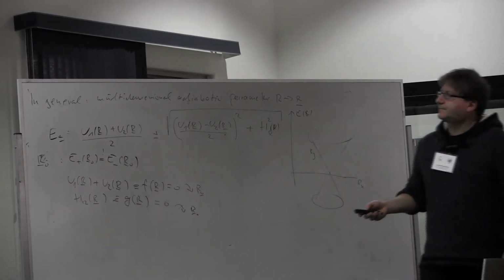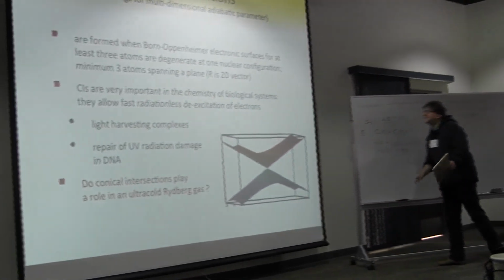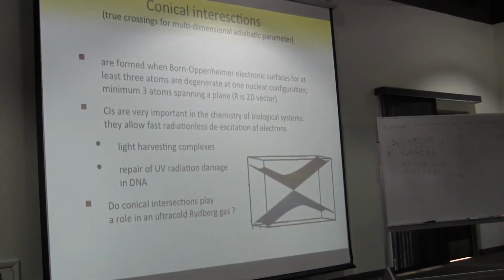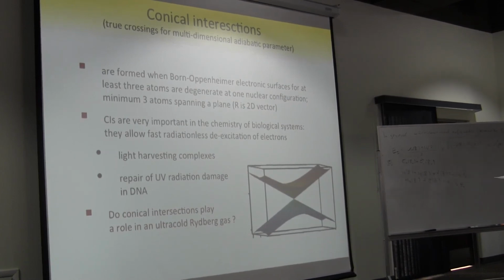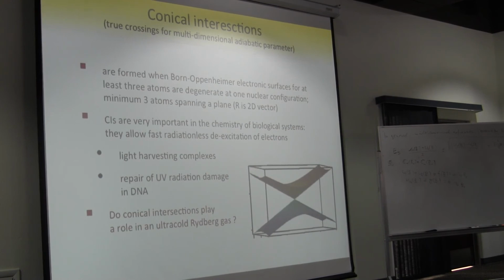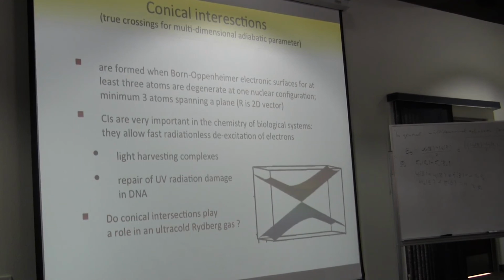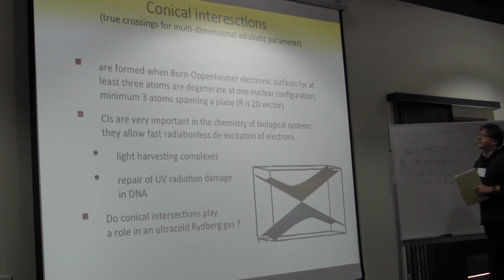Okay. So this is maybe summarized a little bit here. For a molecule, this means we need at least 3 atoms, which are degenerate at one nuclear configuration. And these 3 atoms then span a plane, that can be parameterized by 2 coordinates, let's say Rx and Ry. And that's exactly the situation where you can encounter a conical intersection, kind of the minimal number of atoms necessary, a triatomic molecule, let's say.